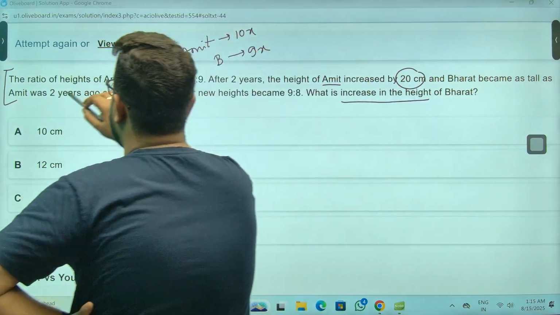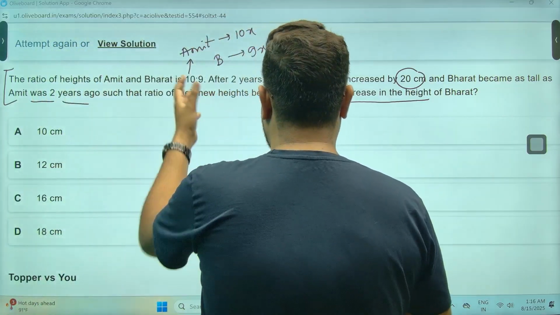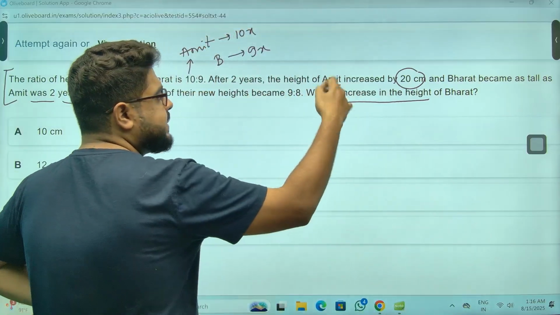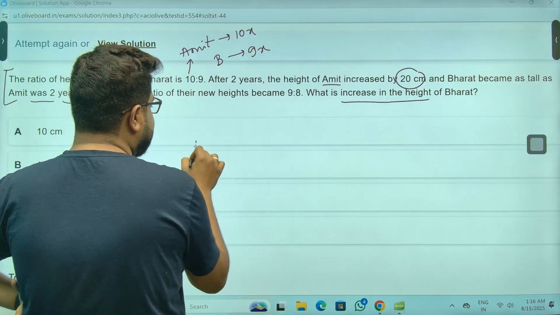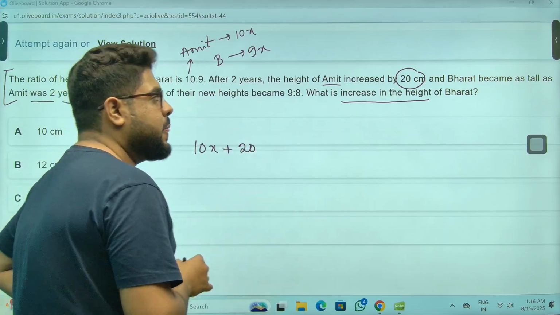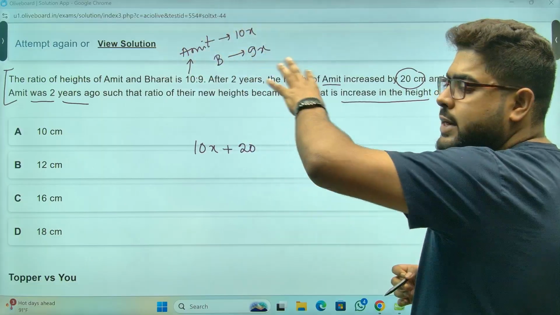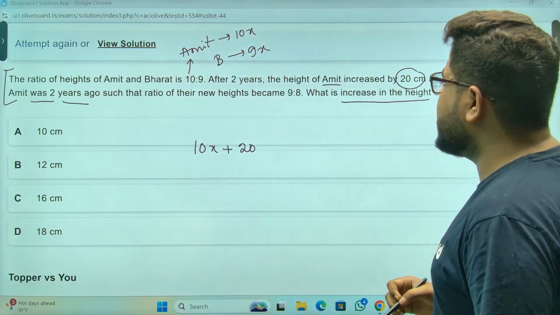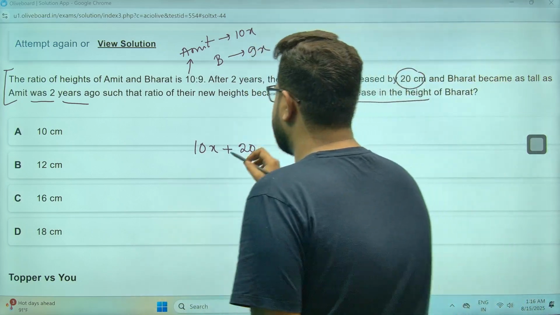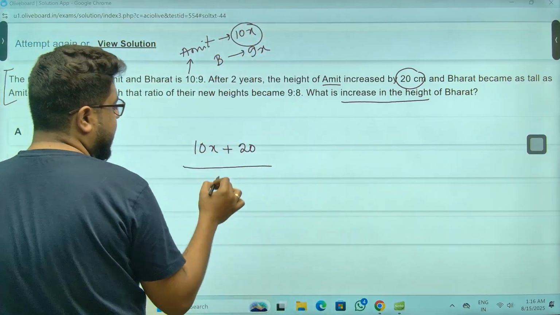Bharat became as tall as Amit was 2 years ago. After 2 years, the height of Amit increased by 20 centimeters. So Amit's height becomes 10x plus 20. And Bharat becomes as tall as Amit was 2 years ago. So Bharat has become like Amit. That means Bharat's height is now 10x.